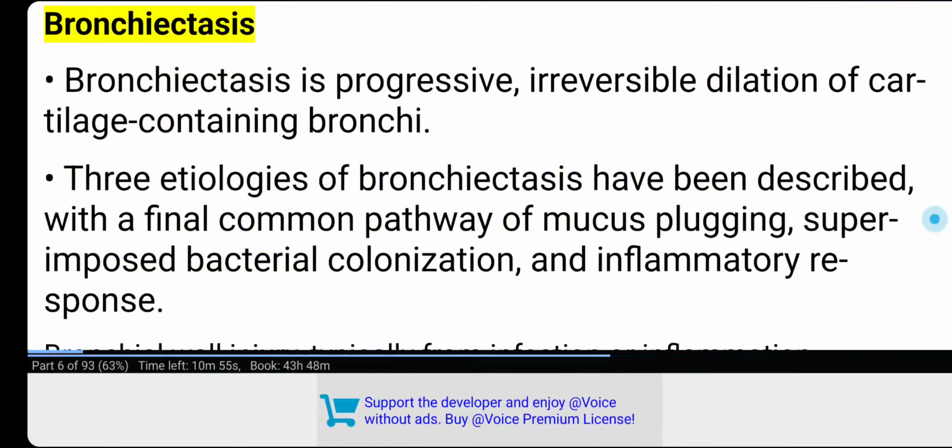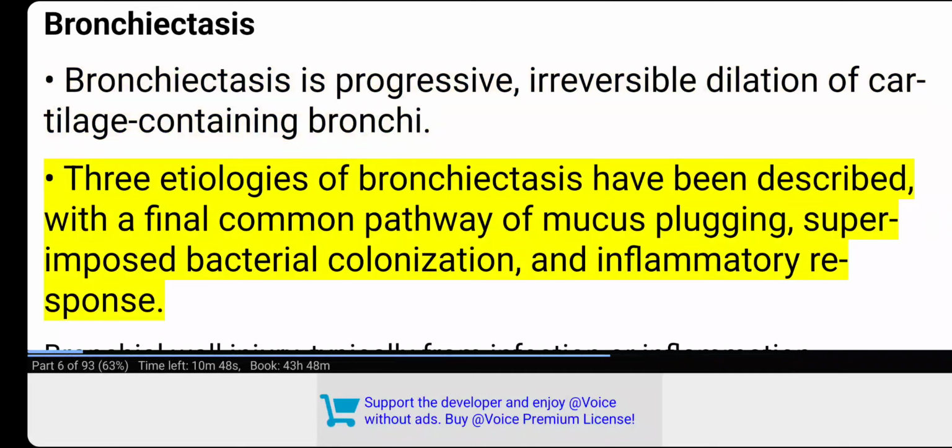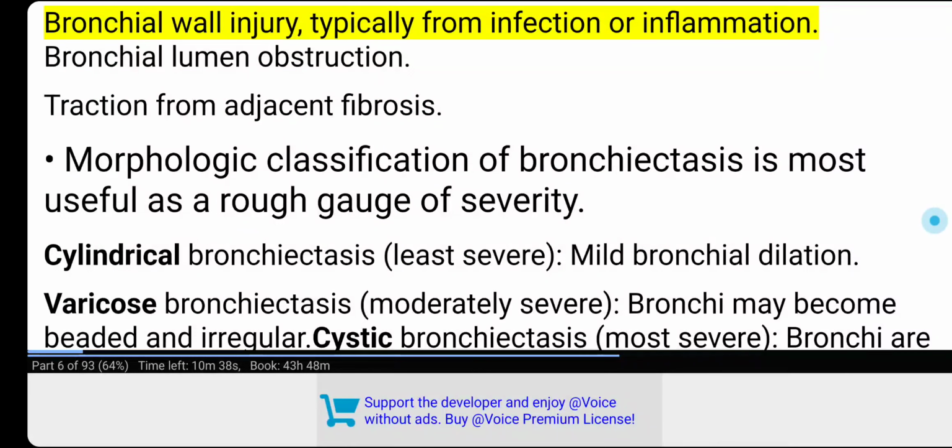Large airways. Bronchiectasis. Bronchiectasis is progressive, irreversible dilation of cartilage-containing bronchi. Three etiologies of bronchiectasis have been described, with a final common pathway of mucus plugging, superimposed bacterial colonization, and inflammatory response: bronchial wall injury, typically from infection or inflammation; bronchial lumen obstruction; and traction from adjacent fibrosis.